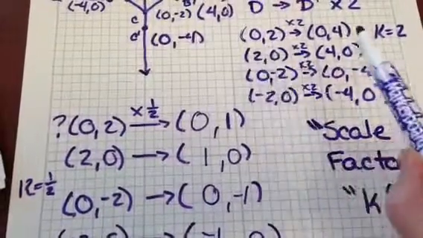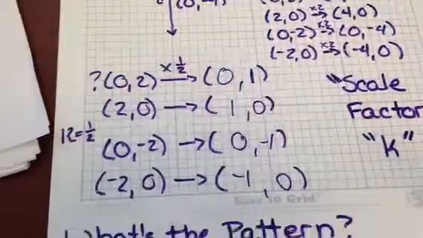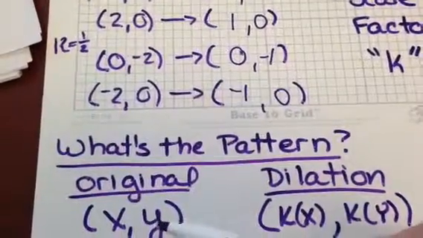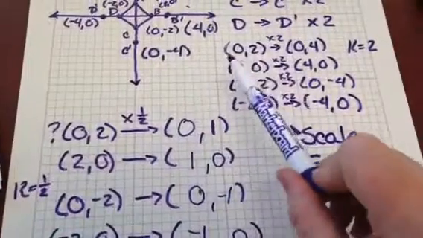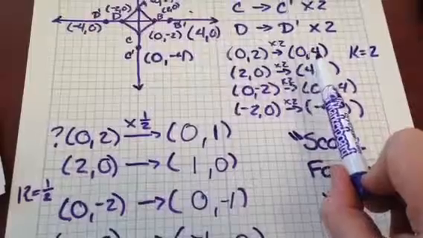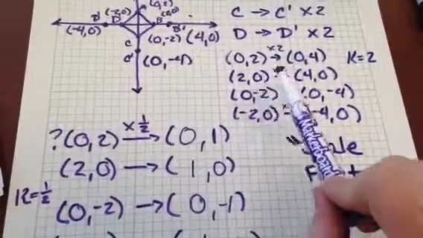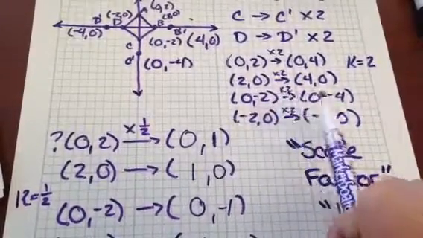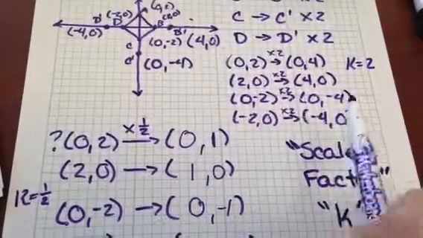Scale factor of 2, what happens? Scale factor of 1/2, what happens to these coordinates? What's that pattern? What is the pattern if I have my original point and then I have my dilation? Well, notice up here, what happened? 0 times 2 is 0. 2 times 2 is 4. 2 times 2 is 4. 0 times 2 is 0. Negative 2 times 2 is negative 4. 0 times 2 is 0.